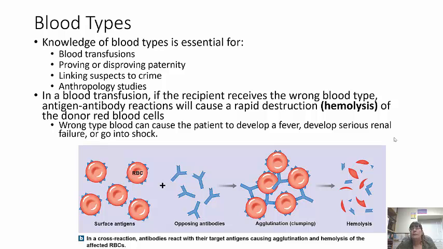So as I said, blood typing is used for a variety of purposes. We need to know it for blood transfusions, paternity cases, linking suspects to crime, and even anthropology studies. Like I said earlier, in a blood transfusion, if you receive the wrong blood type, your antigen antibody reaction is going to occur. You're going to have agglutination, which is clumping, and then hemolysis, where the red blood cells are going to burst. So the wrong blood type can cause the patient to develop fever or go into renal failure and shock. So it really depends on the amount of blood that they received.